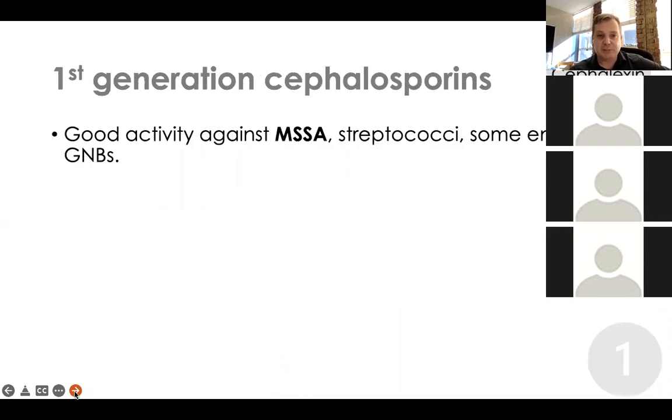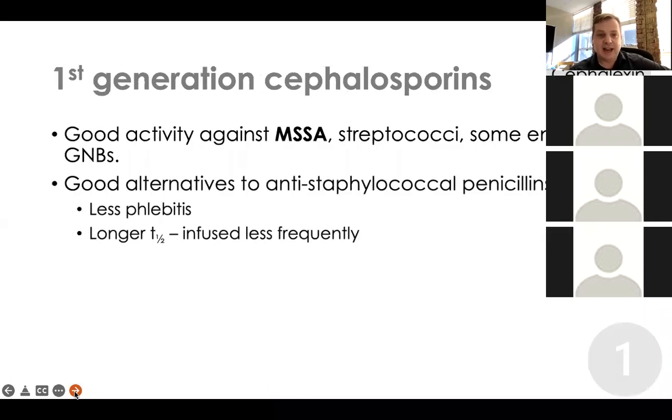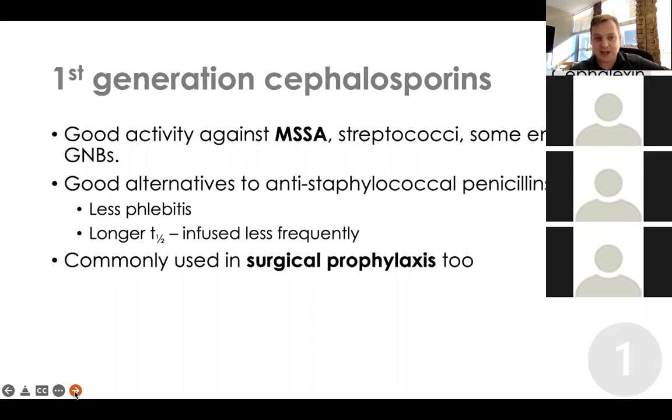The first generation ones are pretty much used for MSSA and surgical prophylaxis, because again, you're trying to prevent staph infections. They're very good for gram-positives. They don't have much gram-negative activity. Some of them do, but not a lot. And so you're really using them for Staph aureus, and they can be used as an alternative for Staph aureus.